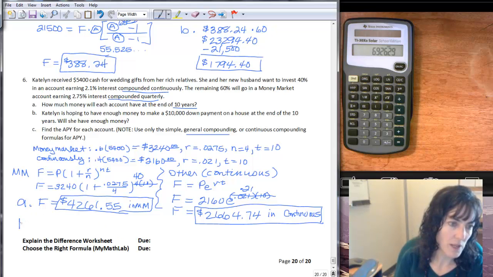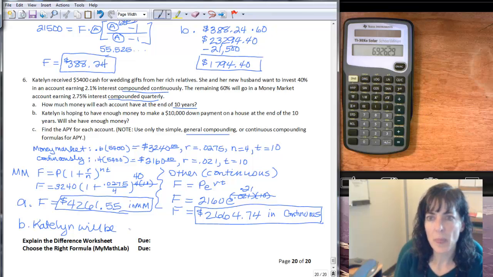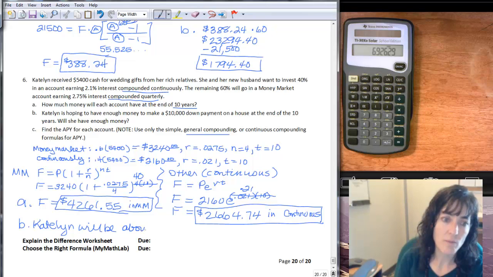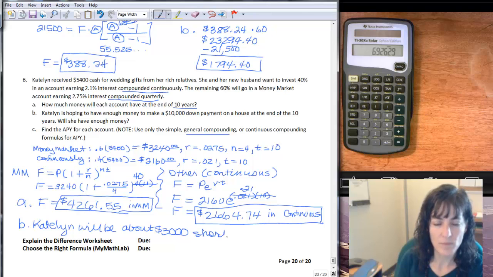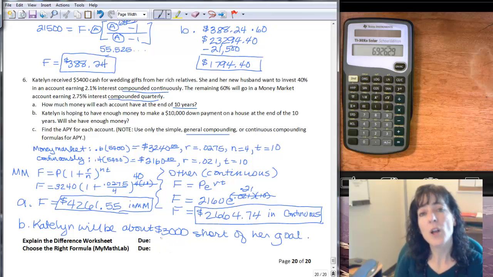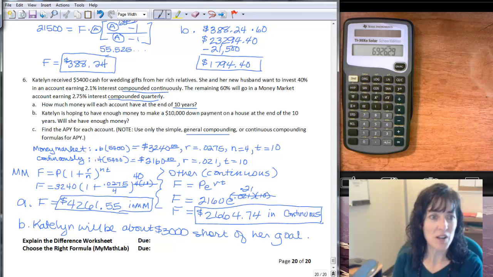So for part B, I would say Caitlin will be about $3,000 short of her goal. Okay, last part, C, find the APY for each account.